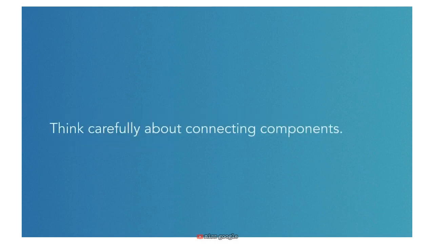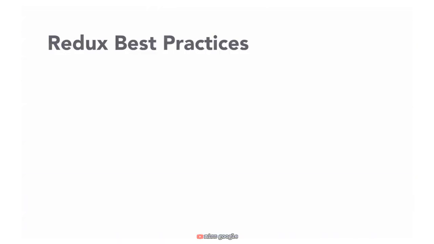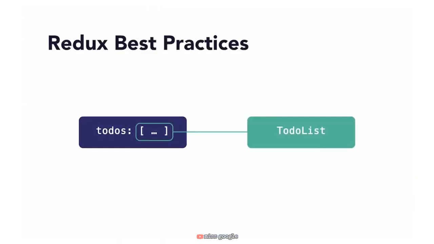The third Redux best practice is that we need to put some thought into which components we connect to the Redux store in our application. To be a little more specific here, we need to realize that connecting a given component to the Redux store has the potential to make that component less reusable from the point of view of the rest of our application. As an example, think about the TodoList component that we created earlier in the course. Right now, it's hardwired to display all of the to-dos in our Redux store.